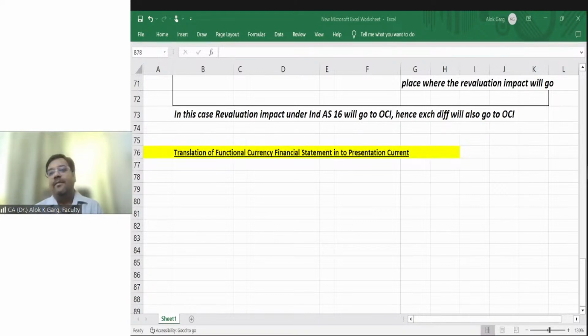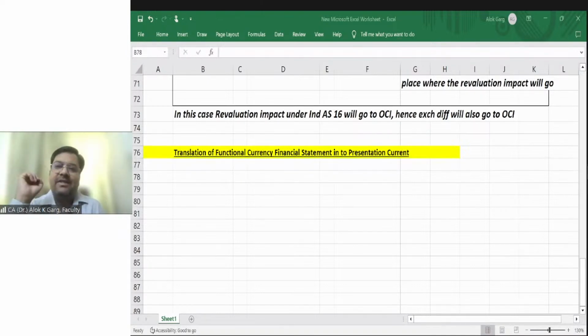Shri Ram, the selling of an item is a different transaction, right? And giving an advance is a different transaction. First of all, how to identify whether an item is a monetary item or a non-monetary item? You need to check the right to receive cash and obligation to deliver cash, right?